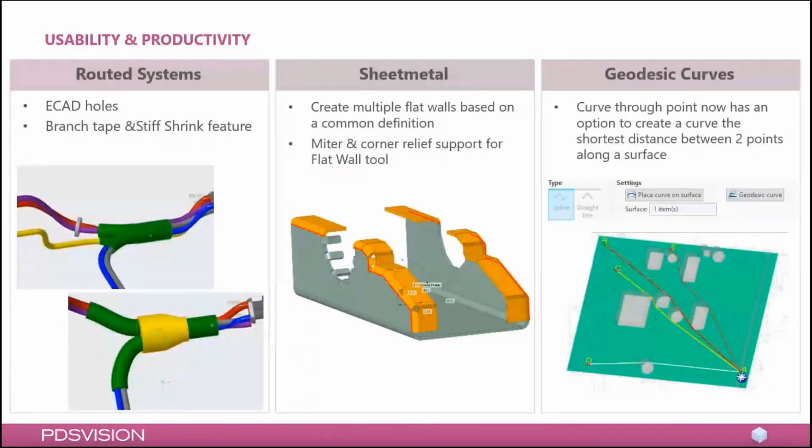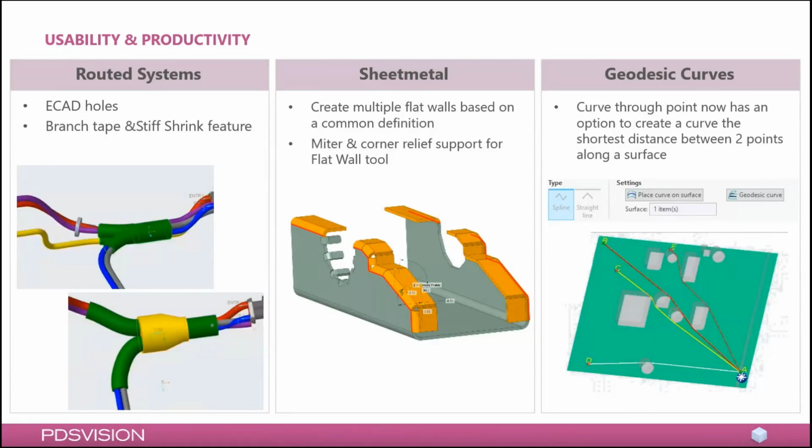Then the sheet metal is also enhanced in a way that previously the flat wall was just based on one reference, just one line. But today you can include multiple lines to one flat wall and thus generate multiple walls in one go. Previously, this was only possible with the flange wall, but now the flat wall is supporting this as well.